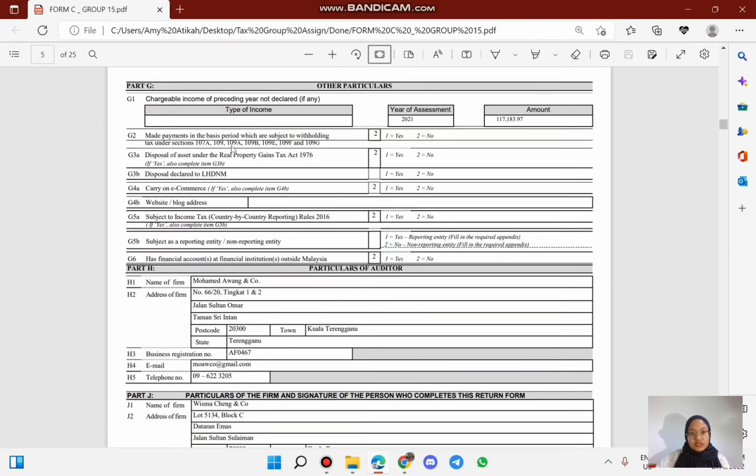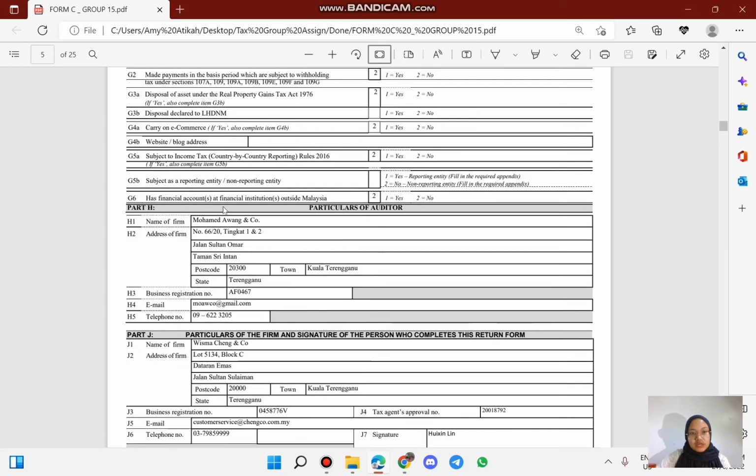And for other particulars, this one is also no. Disposal of real property under the Real Property Gains Tax Act 1976, no. So we don't have to complete the item for G3B. Disposal, no. Carry on e-commerce, no. Subject to income tax, no. So we don't have to complete the item for G5B. And has financial account at financial institution outside Malaysia, no, because this company is inside Malaysia.